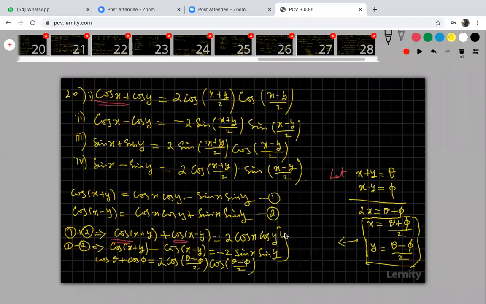Are you okay? But the question is 2 cos x plus cos y, sir, but you are proving cos theta plus cos phi, sir. No problem. Finally, you can replace your theta as x, phi as y. Okay? That is allowed.